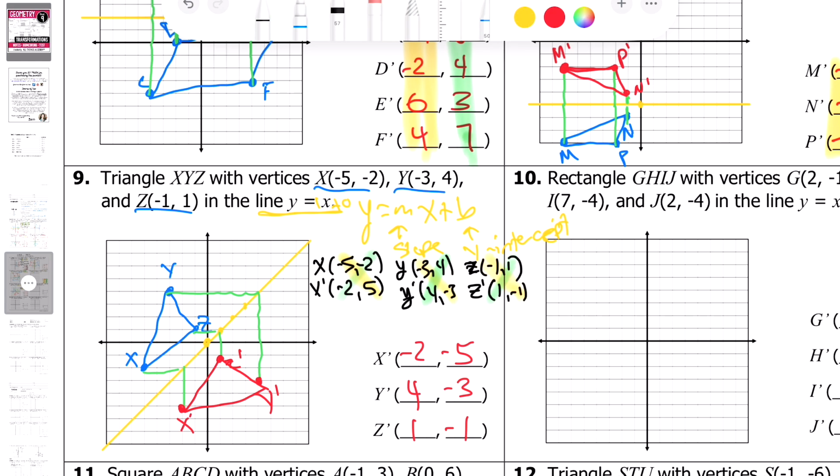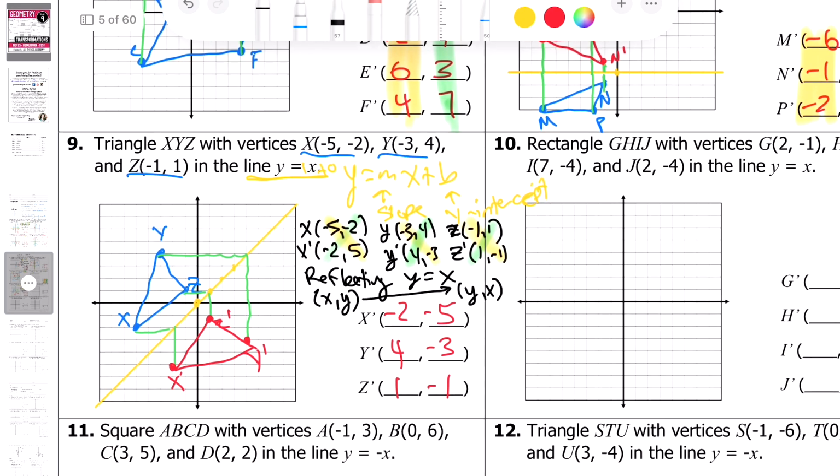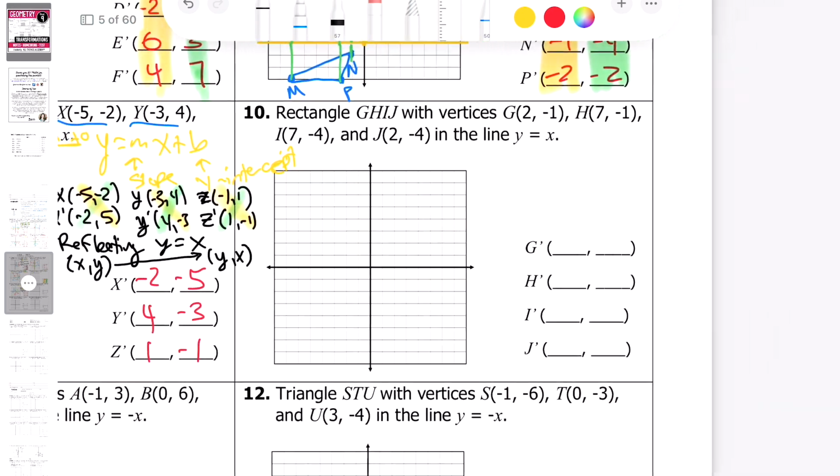So it's switching. So the rule here, if I'm reflecting over y equals x, I'm writing it backwards, y equals x, then I take a point x, y, and I'm simply going to switch them around, and it's going to flip them. So y becomes x and x becomes y. That's the basic rule. So we can actually use that on the next one here.